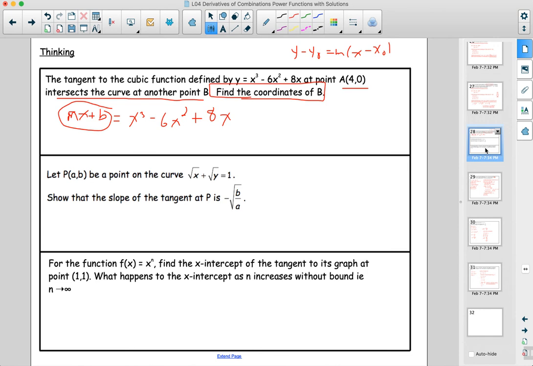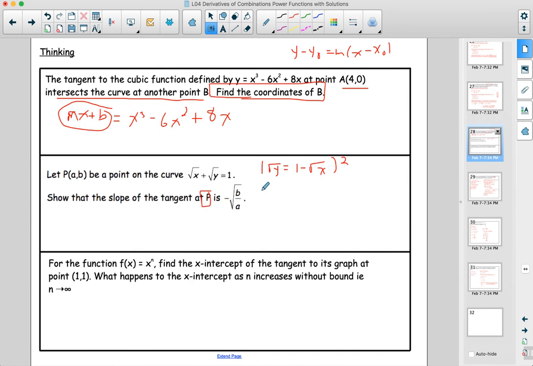Let P at (a, b) be a point on the curve square root of x plus square root of y is 1. Show that the slope of the tangent at P is negative root b over root a. So the first thing we're going to have to do is find the slope of the tangent. So you're going to have to isolate this, 1 minus root x, for y, so you're then going to have to square this whole thing. I cannot take the derivative of this until it's isolated for y. So isolate for y, take the derivative.